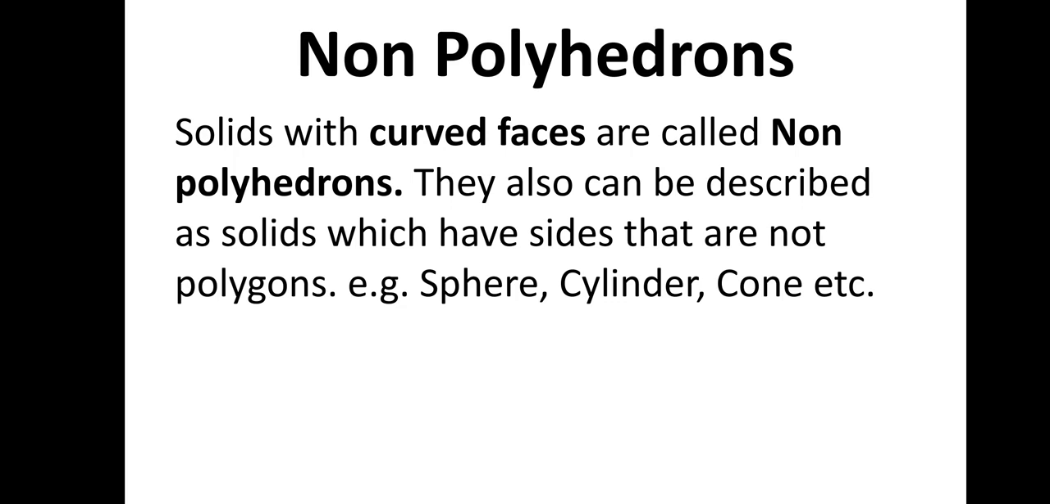We have studied what are polyhedrons. Solids with flat faces are known as polyhedrons. So, solids with curved faces are called non-polyhedrons. For example, sphere, cylinder and cone, they are having curved faces. So, they come under the category of non-polyhedrons. They can also be described as solids which have sides that are not polygons. For example, sphere, cylinder, cone and so on. These are all the non-polyhedrons. Sphere, cylinder, cone, they are 3D objects, but they are not polyhedrons.